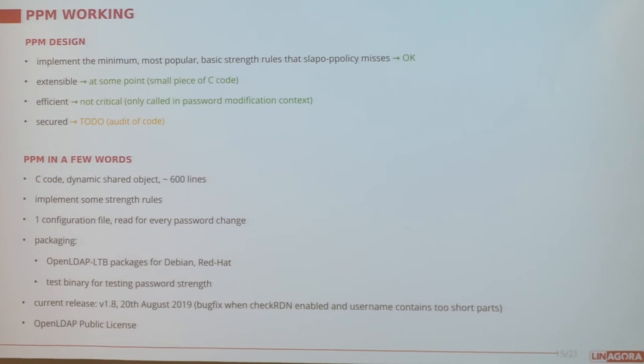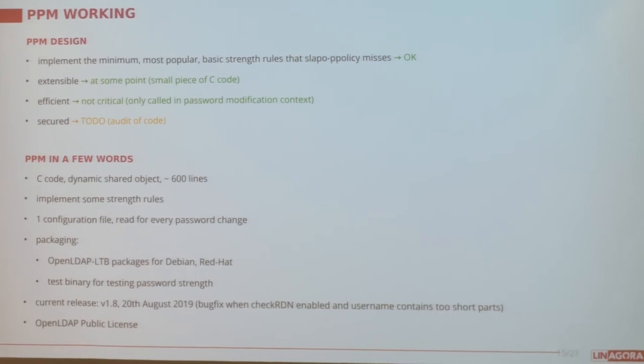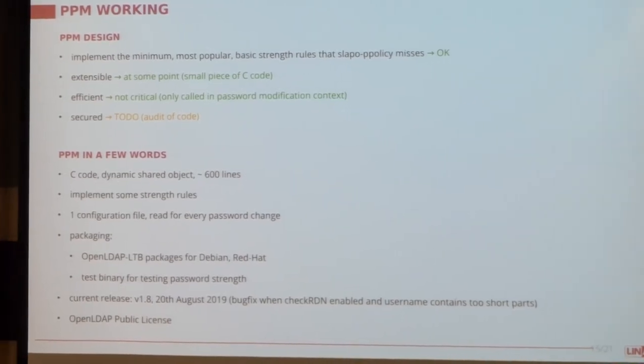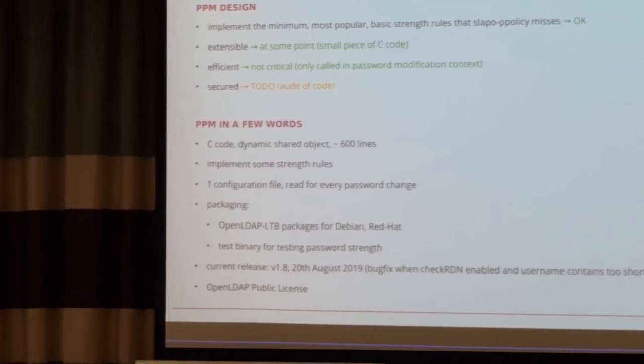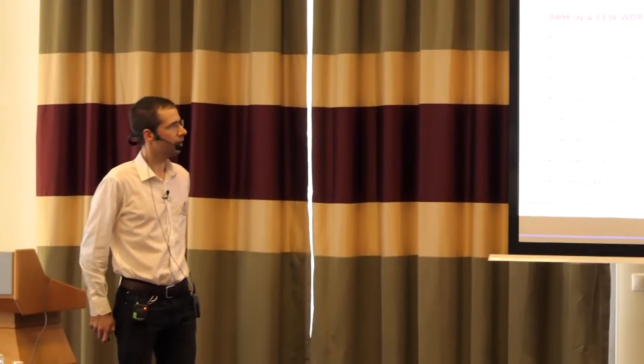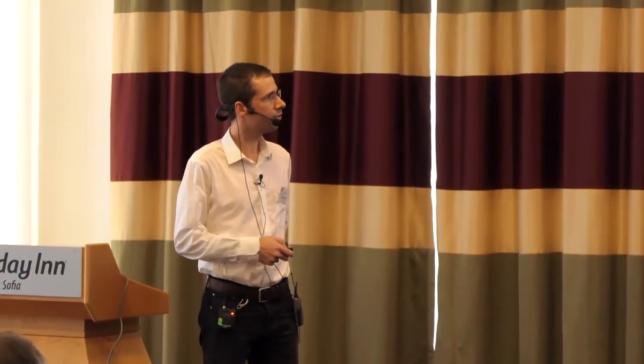As far as I know, the code has not been reviewed by any security team, but you know, with open source, we never know. The PPM is a C library of about 600 lines of code. It is provided as Debian and Red Hat packages for OpenLDAP. The current version is 1.8, published in August 2019. And of course, it is under the OpenLDAP public license.